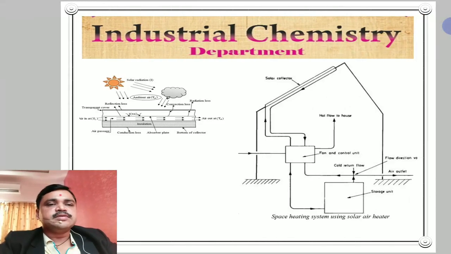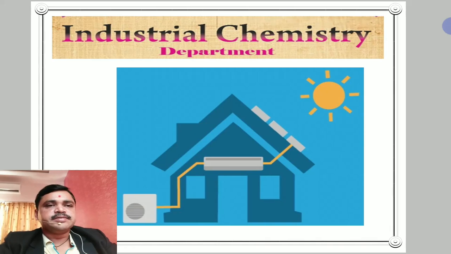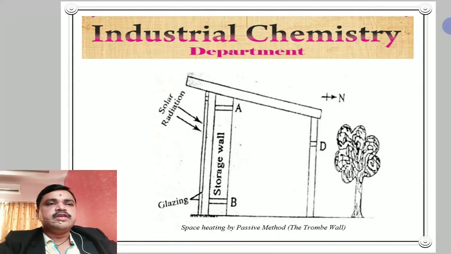This figure is for a flat plate collector using water as fluid. This is for air heaters. And now this is the passive method, or it is also known as space heating by Trombe wall.